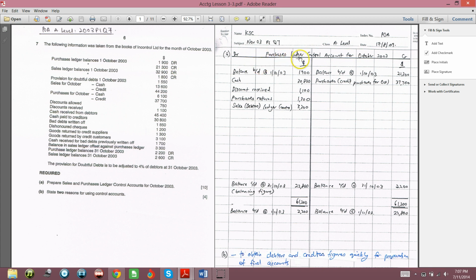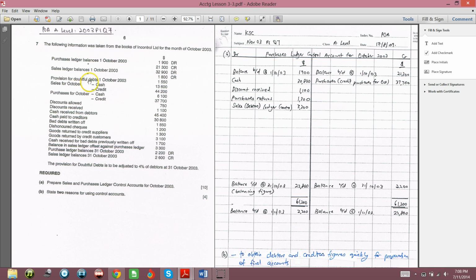Creditor, purchases ledger control account means creditor control account. Creditors are people whom we owe money to. So creditor is a credit balance in the balance sheet. So I must think that creditor is a credit balance. Anything that makes me owe them more money will be on the credit side. Anything that makes me owe them less money will be on the debit side.